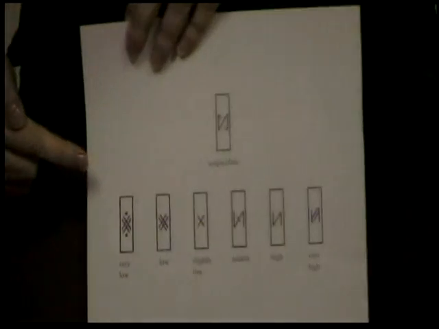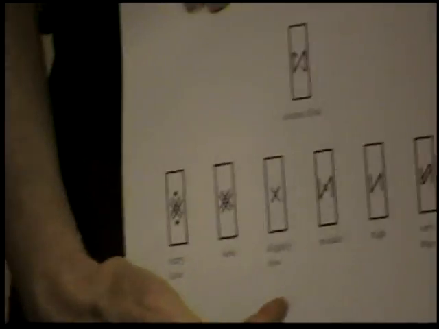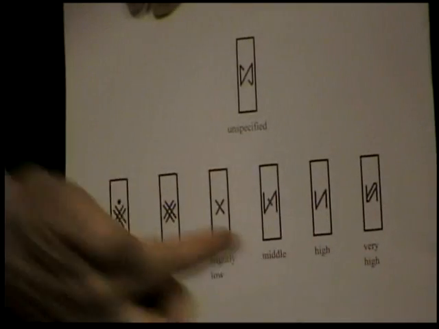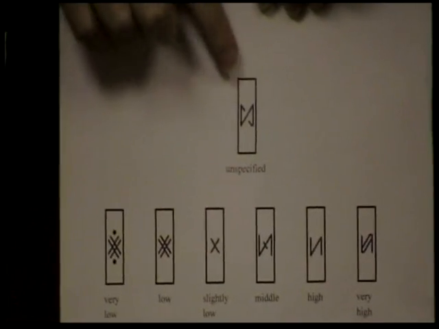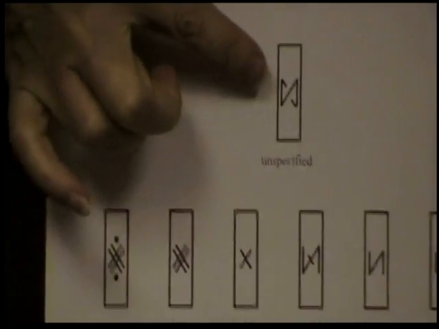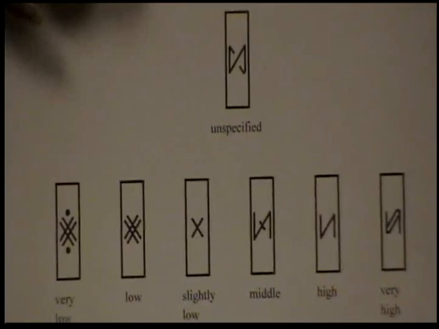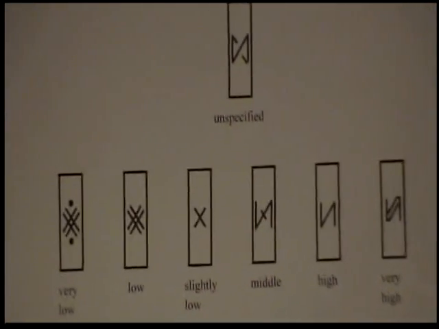So this says a very low altitude, a low altitude, slightly low altitude, and so forth. And the top symbol contains a measurement sign that I created to indicate the idea of an unspecified or any altitude.